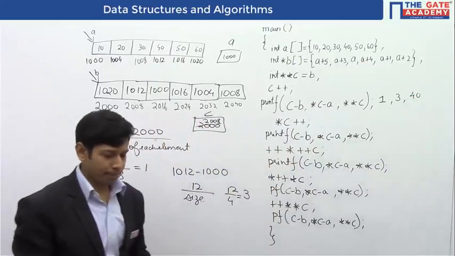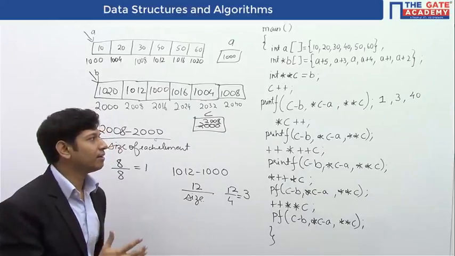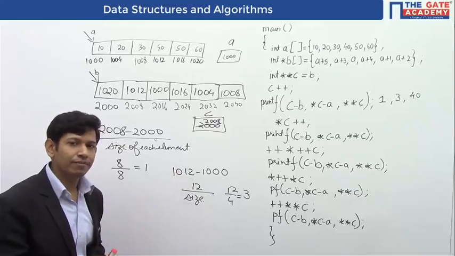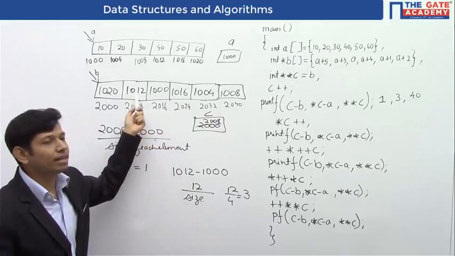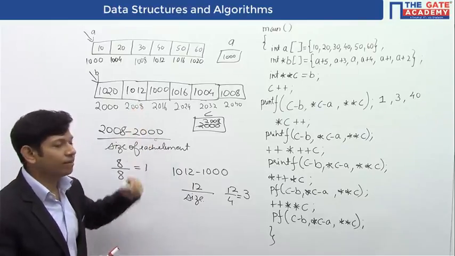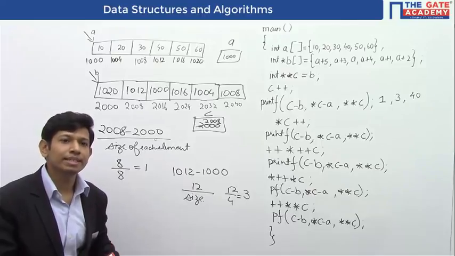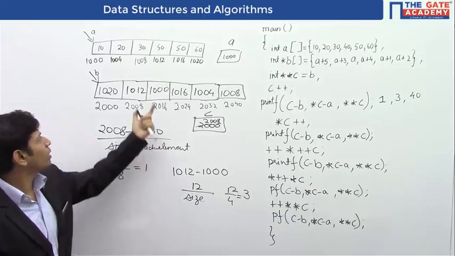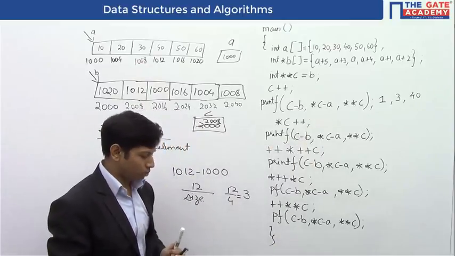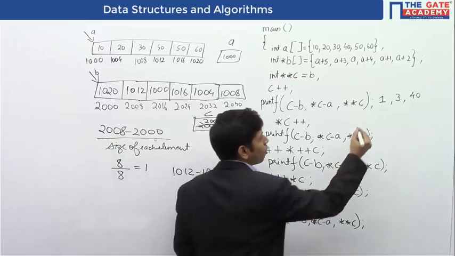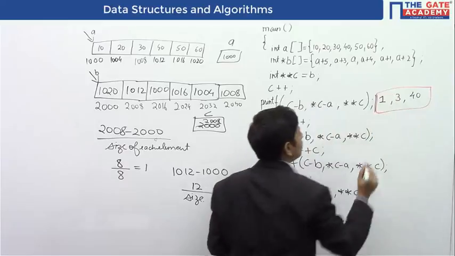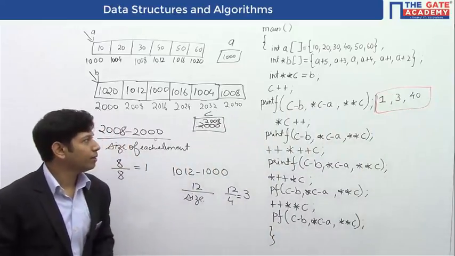What does star star C mean? Star star C means dereference C two times. C stores 2008. Once we dereference, we obtain the data at 2008, which is 1012. Now we again dereference 1012, which means getting the data at 1012. What is the data at 1012? It is 40. So the answer is 40 for this command. So here we have obtained 3 outputs for 3 commands.